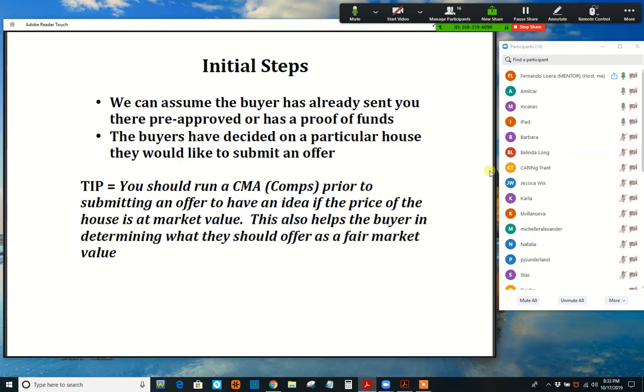Because sometimes the buyers tend to say, well, what do you think? You think that it's too high? Or, I don't want to offer something.